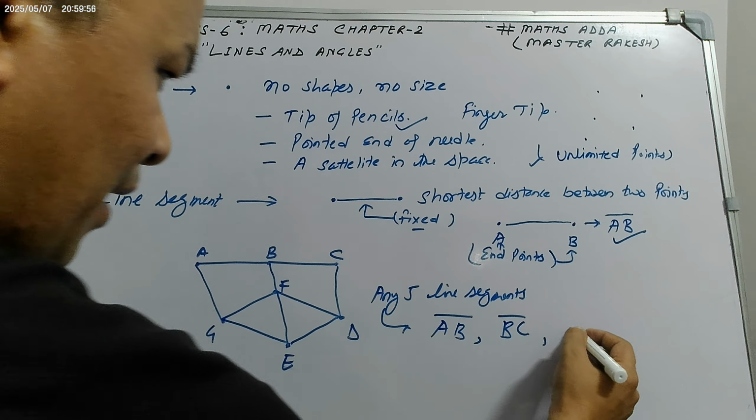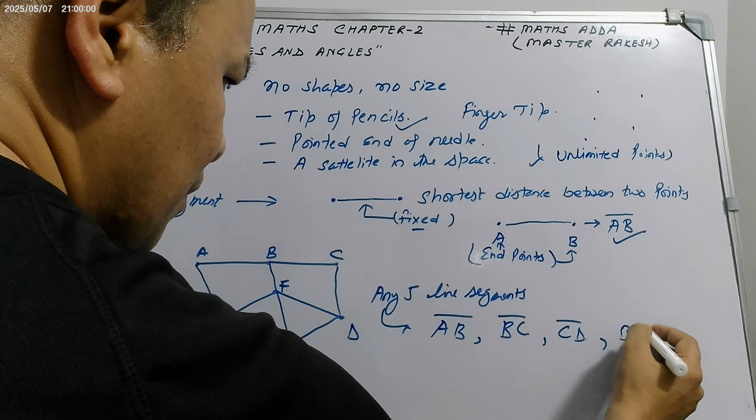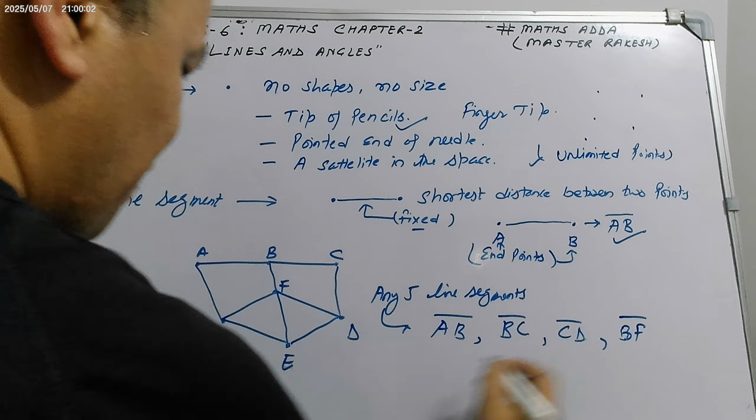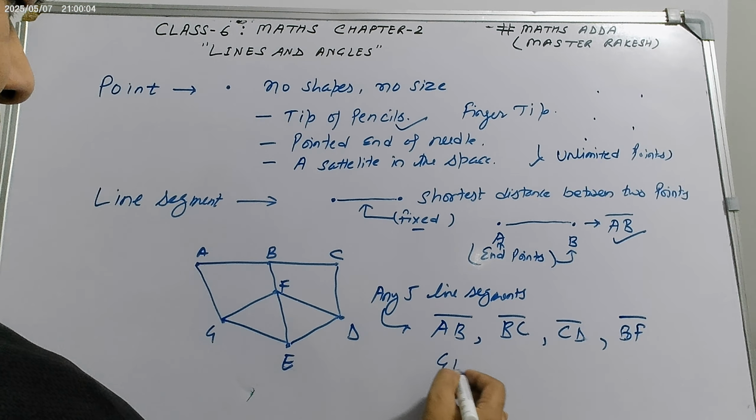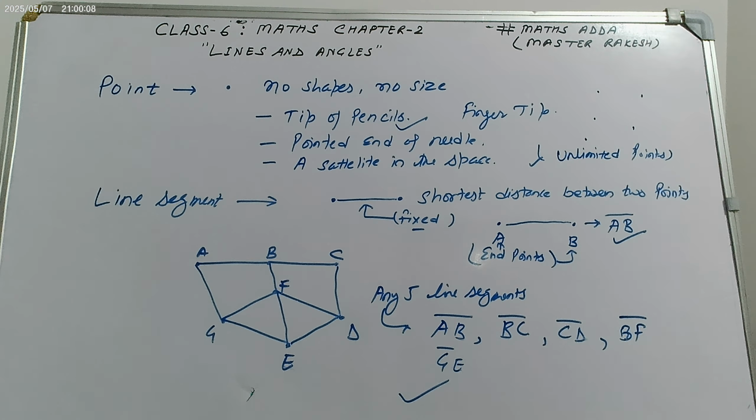Okay, CD bar, again BF bar, BFGE. Five to write, 1 2 3 4 5. This is the point. You can write many line segments here. Okay, so you can write many line segments here. So this is the line segment about this.